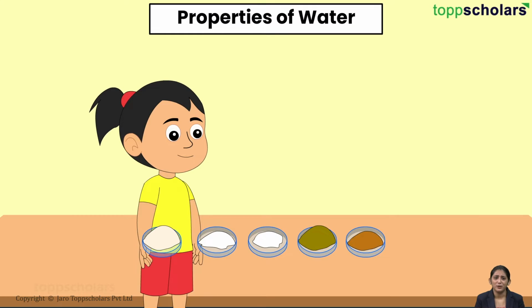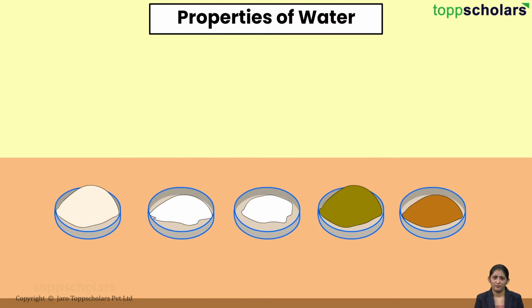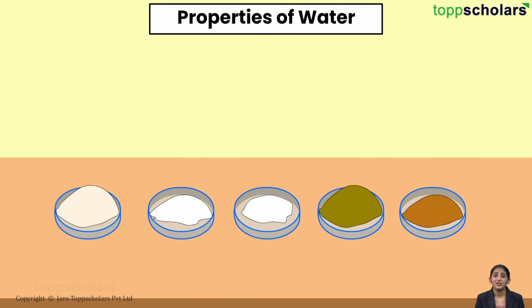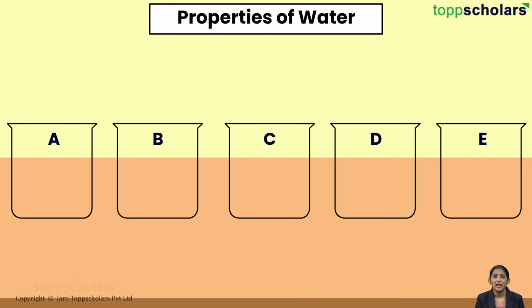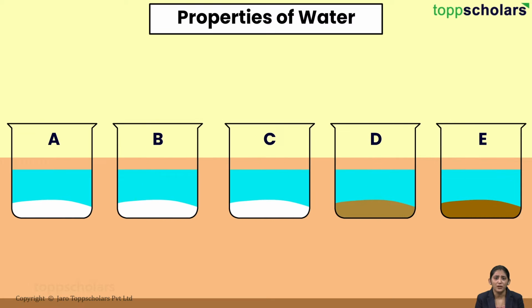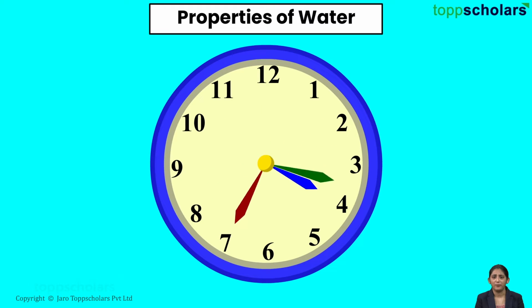Now, Pooja over here has taken 5 samples: sugar, salt, glucose, sand and sawdust. Now she has taken 5 separate beakers and filled the beakers with the same amount of water. Now she simply added 1 teaspoon of each of the samples in the respective beakers. Now she stirred the solution with the help of a spoon and left them aside for some time.